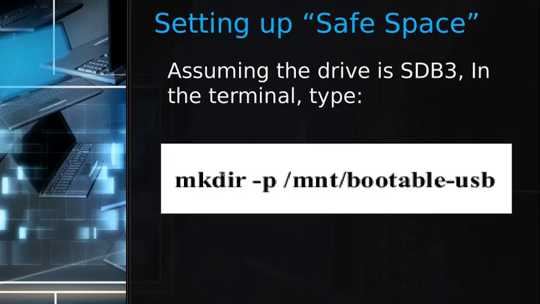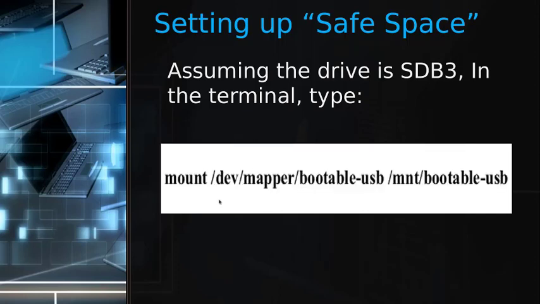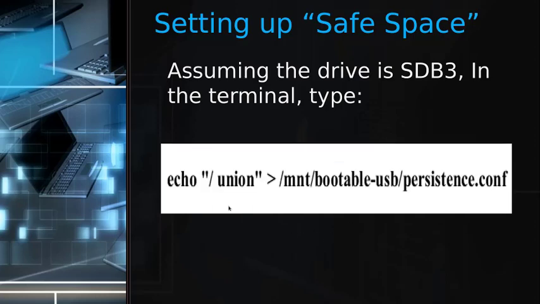Saves you some time. Now we're going to set up the environment to actually act persistent. So you do this by mounting the drive. So we're going to make a directory: mkdir -p /mnt/bootable-USB. So now that we're creating this folder, we're going to mount the /dev/mapper/bootable-USB to /mnt/bootable-USB. So this ties everything together, so now we can actually use it a little bit easier.